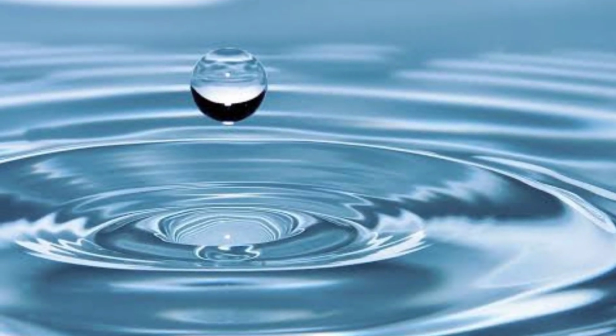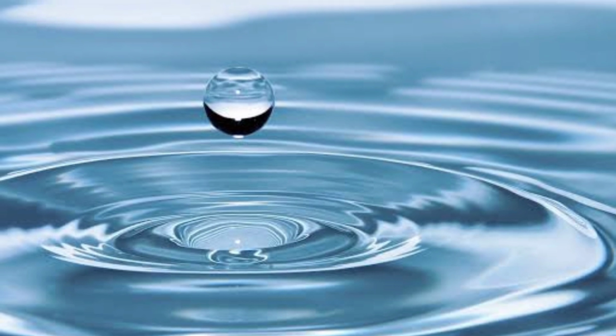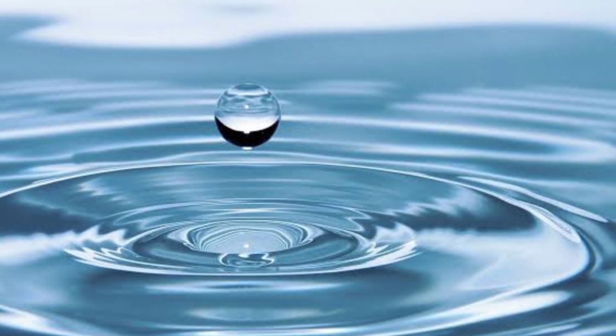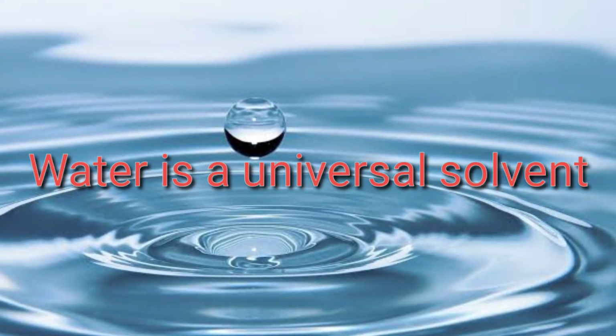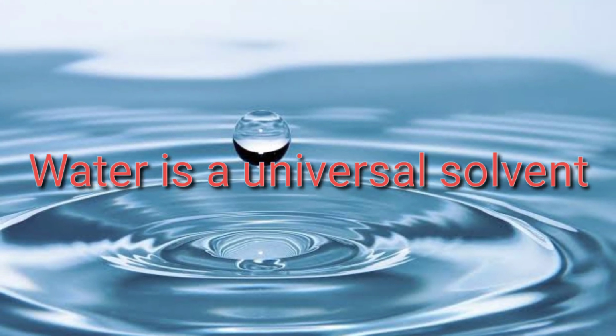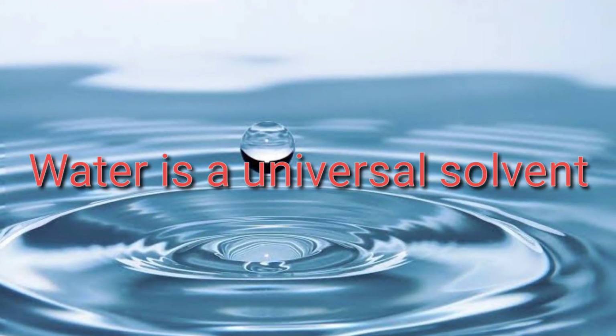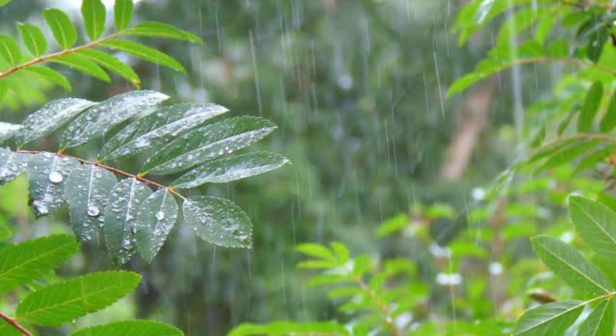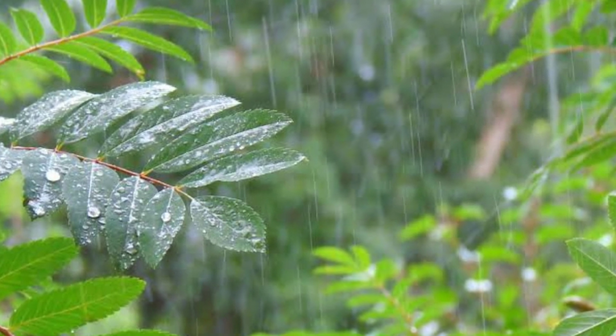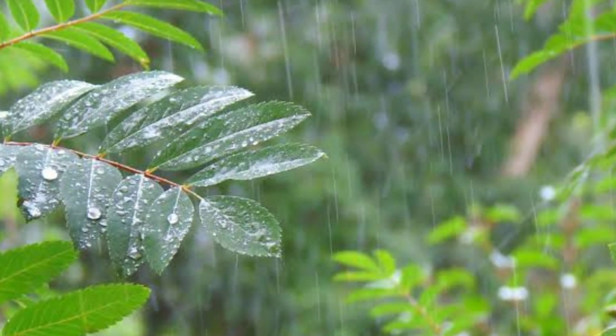Water plays an important role in chemical weathering. Water is a universal solvent. Many things get dissolved in water. In areas where there is heavy rainfall, chemical weathering occurs in the following way.